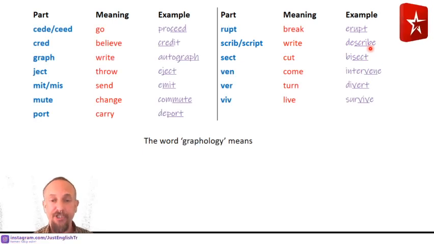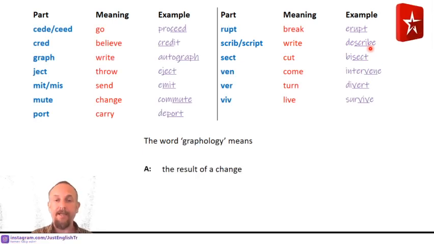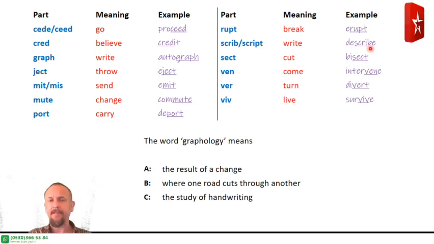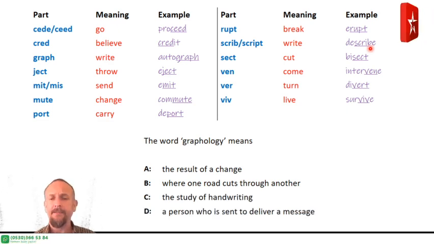So the word graphology means A, the result of change, B, where one road cuts through another, C, the study of handwriting, or D, a person who is sent to deliver a message. Let's have a quick look. Very big. Ejem's going with C, the study of handwriting. Jada, excellent. Aina, very good. Rena, Berkan, very good, excellent.